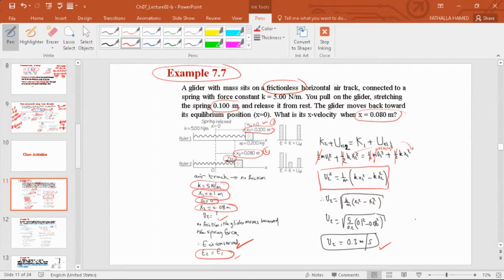You can see here that the energy stays the same, but it's only the kinetic and potential that change from one form to the other. This is a direct application of conservation of total mechanical energy when work is done by a spring. Is this clear? Any question on this example here? Any question here?